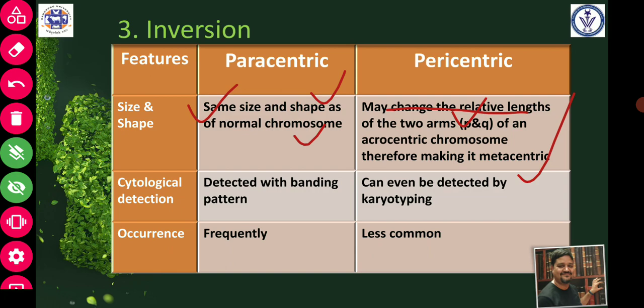Now what about cytological detection? How can we detect paracentric and pericentric inversion? For detecting paracentric inversion, you will have to go for a banding technique, because their size and shape will remain the same. So you cannot detect it by simple karyotyping. You have to go for chromosome banding. Whereas in case of pericentric inversion, there will be a change in size and shape of the chromosome that can be detected simply by karyotyping. Regarding occurrence, paracentric inversion occurs very frequently, whereas pericentric inversion is less common. So this was about the inversion.